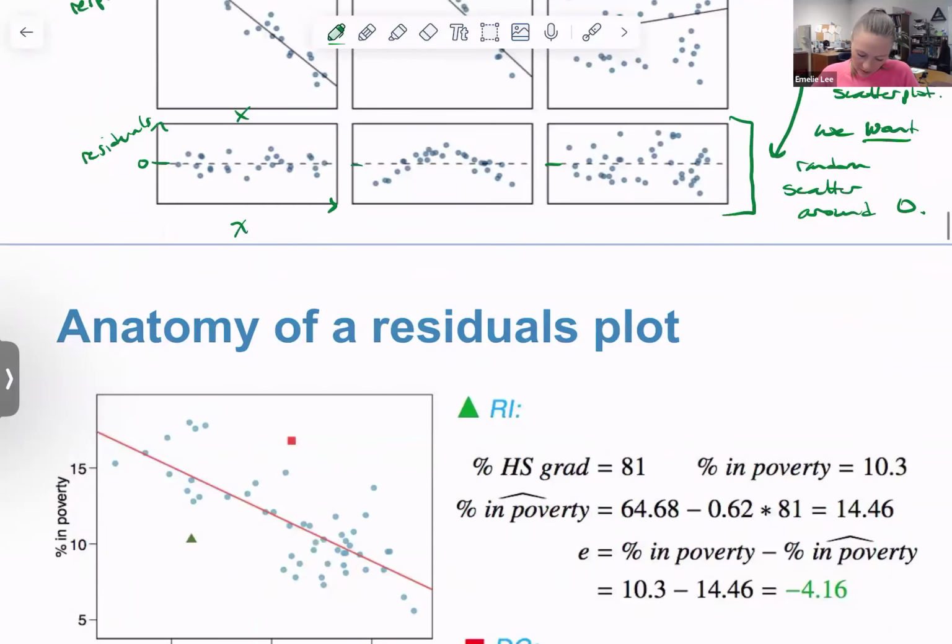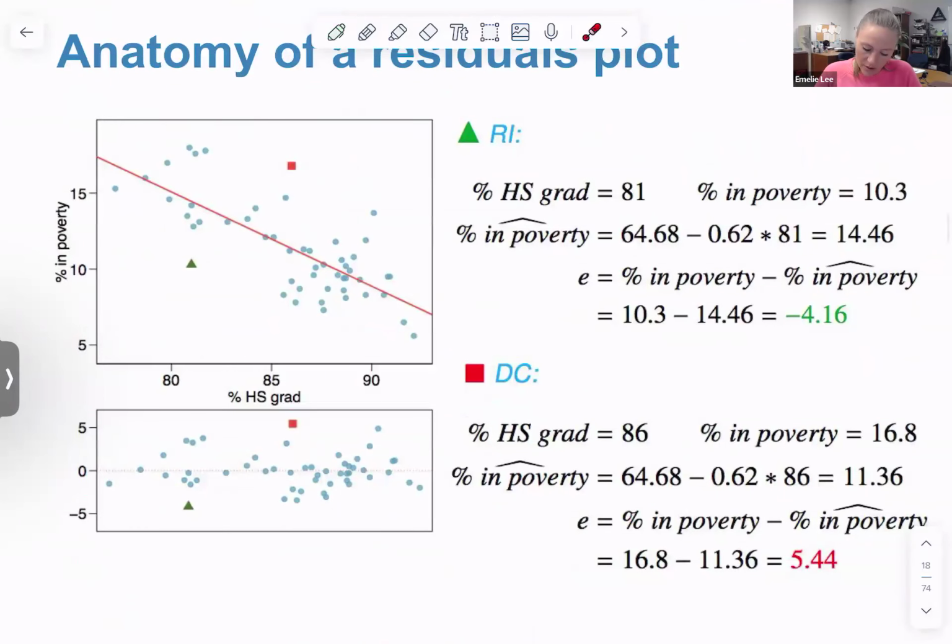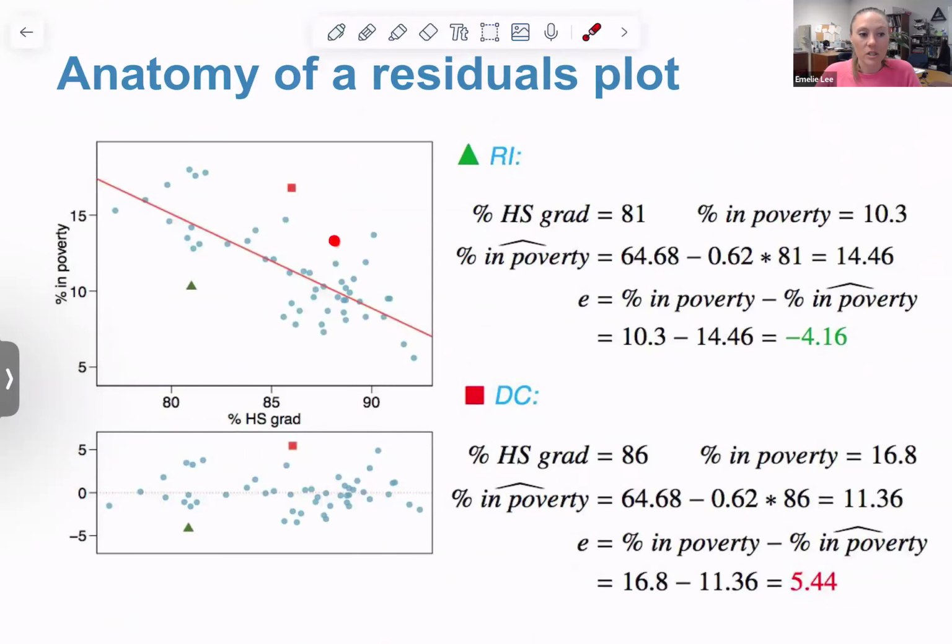So here's a residual plot. So the anatomy of a residual plot. Here we've got the original scatter plot, right? And so we can find the residual negative 4.16, well, at that same value of x, right? We've got that residual negative 4.16. And for DC, we had a positive residual at 5.44. So it's up here, and we can plop it down 5.44 as the residual. And so that's what we mean by we want random scatter around 0 here.